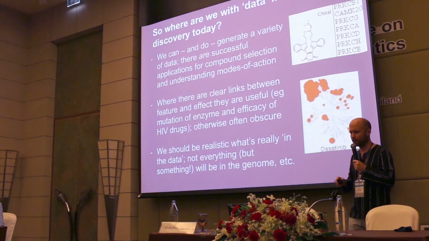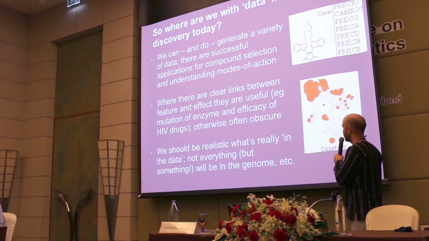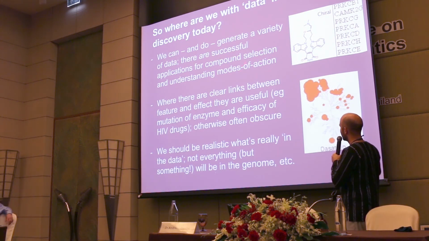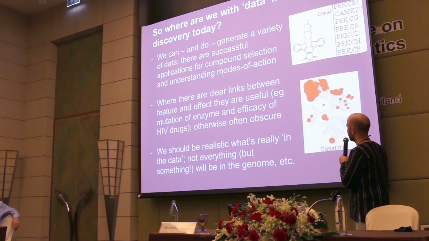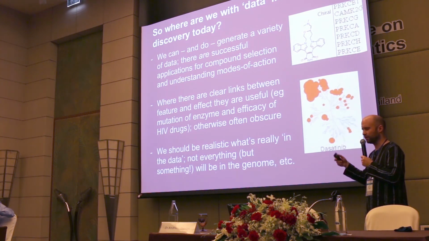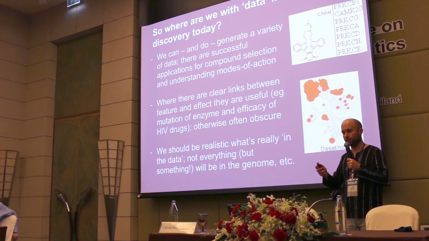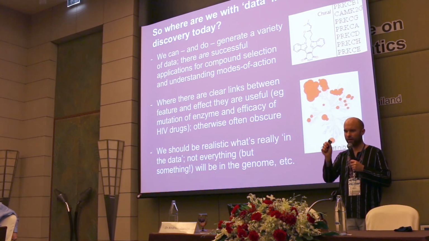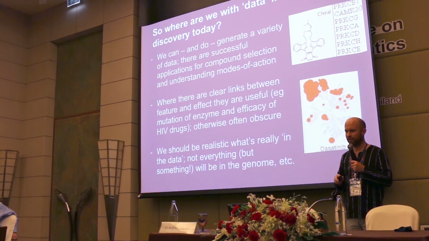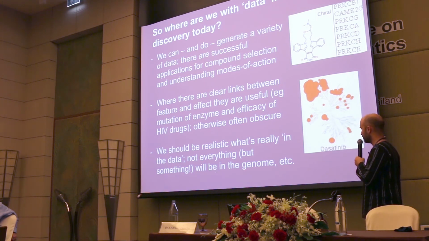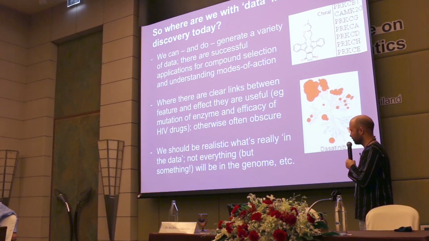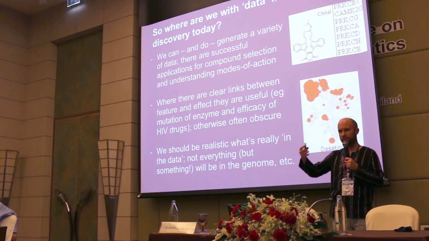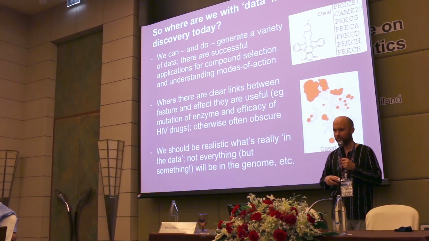Okay, so where are we with data and drug discovery today? There's quite a lot of data we can use. We can use it successfully to select compounds and understand modes of action. And I think where there are clear links between a feature and effect, for example, predicting the efficacy of HIV drugs, we can actually generate pretty good models. It's always important to have a good reason why you include particular features in the model. But we should also be realistic about what's in the data. Not everything will be in the genome and so on. You also have to see where your signal might be.